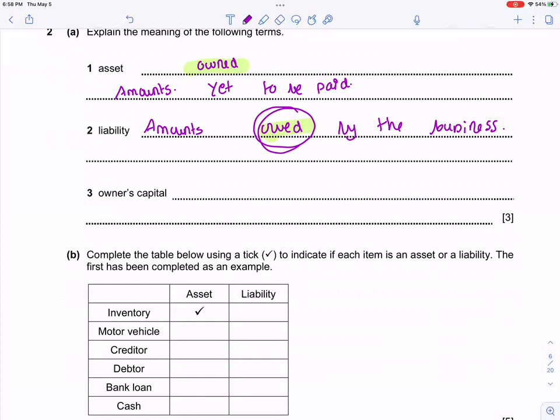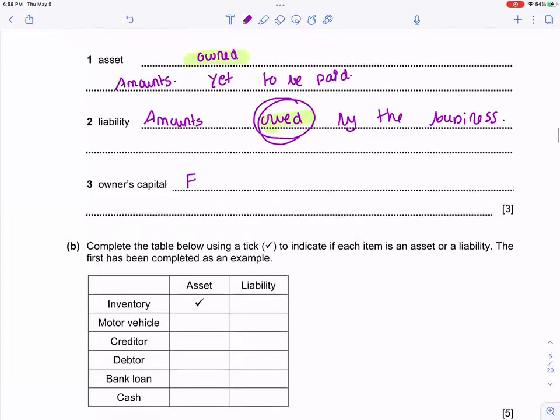What is owner's capital? The amount of money the owner has put into the business. Only money? It can be assets also, so can we write funds or resources? Can you complete the statement? The owner has put into the business, or provided by the owner.